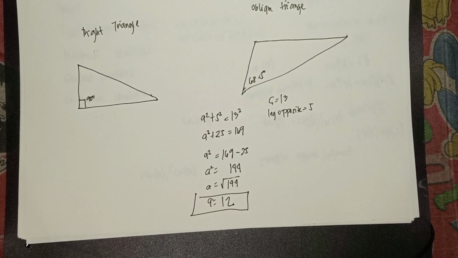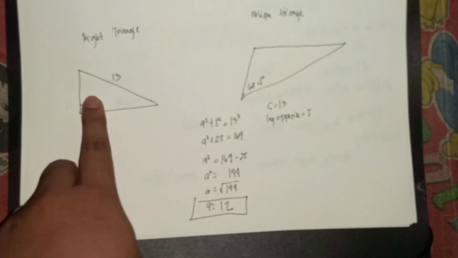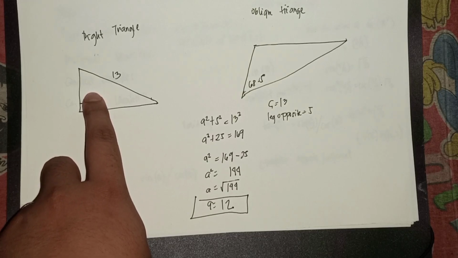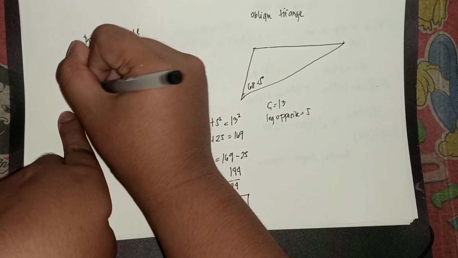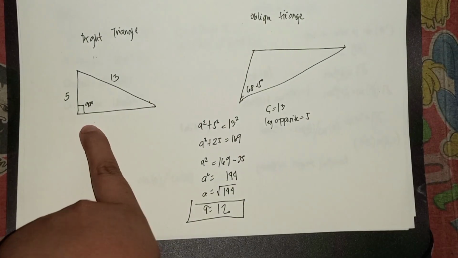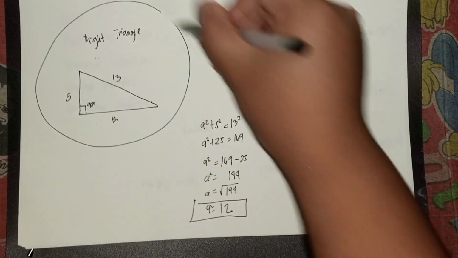So the hypotenuse is 13, and the opposite leg is 5. We know now that the adjacent is 12. This is now a complete right triangle.